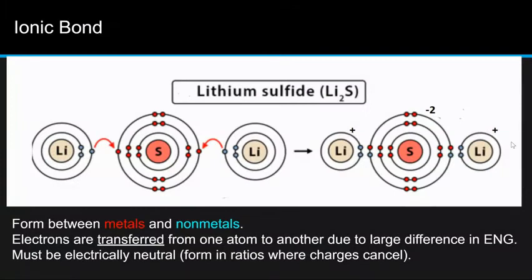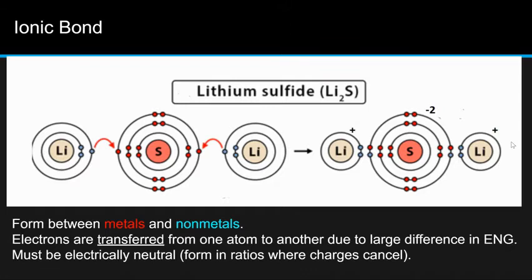So ionic bonds form between metals and nonmetals. An ionic bond occurs when electrons are transferred from one atom to another due to large differences in electronegativity, metals giving away their electrons and nonmetals gaining those electrons. And an ionic bond must be electrically neutral. That means they form in ratios where the charges cancel or balance out.